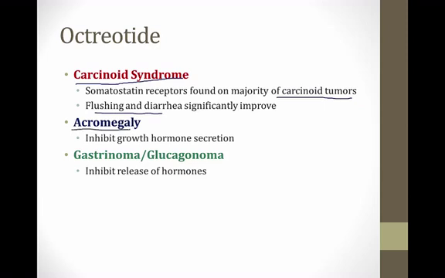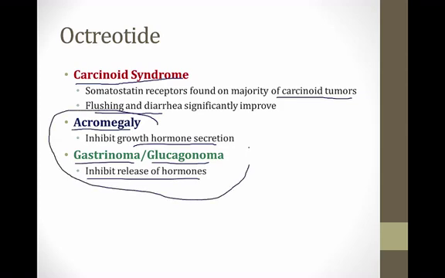In acromegaly, it can inhibit growth hormone secretion. And I mentioned this before, but patients who have gastrinomas or another rare type of GI tumor called a glucagonoma can be administered octreotide and it will inhibit the release of these hormones. And this is easy to remember if you just remember that octreotide in general shuts down hormone release. That's how it helps in many of these disorders.